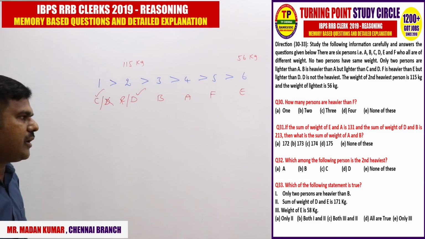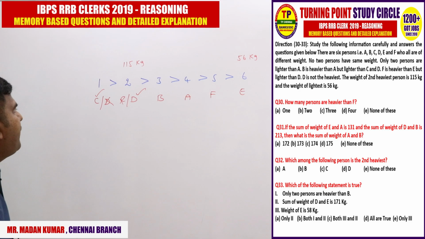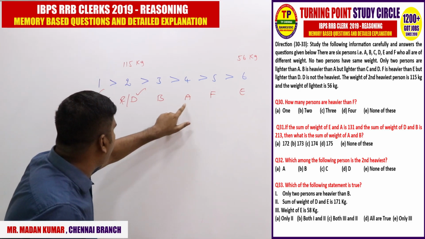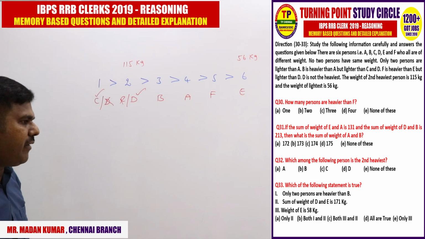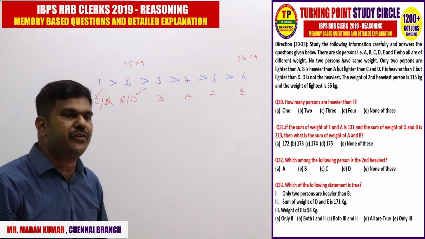We will see what are all the questions being asked. What is the first one? How many persons are heavier than F? 1, 2, 3, 4. It is being given. Yes, fourth option. Go ahead with the fourth option.